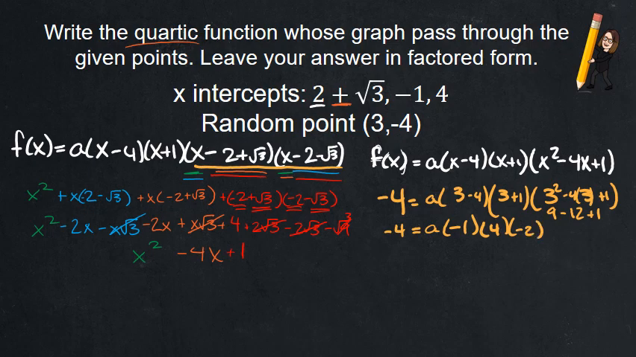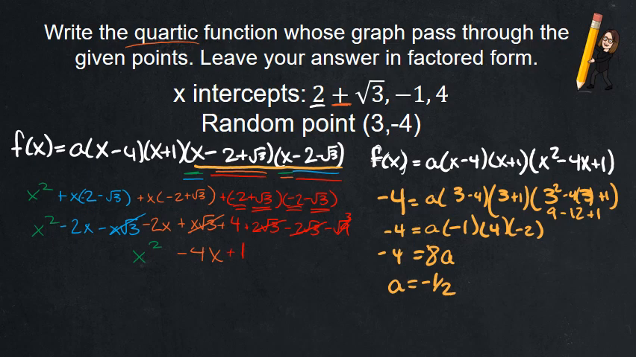Does that look okay? No, that doesn't look okay. Let's see, negative 3 plus 1. Oh, yeah, it does. Okay. Let's simplify that. Negative 1 times negative 2 is 2. 2 times 4 is 8. So I've got an 8a. If I divide that over, I end up with a negative 1/2.